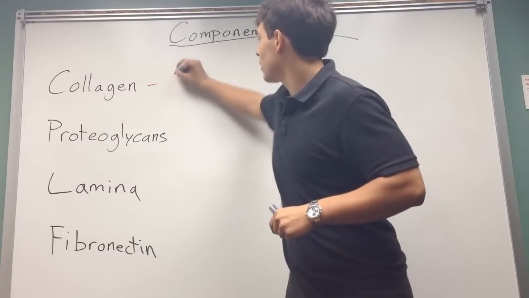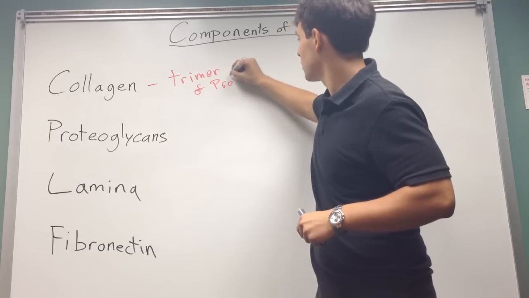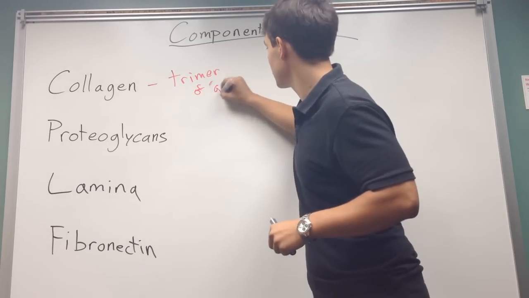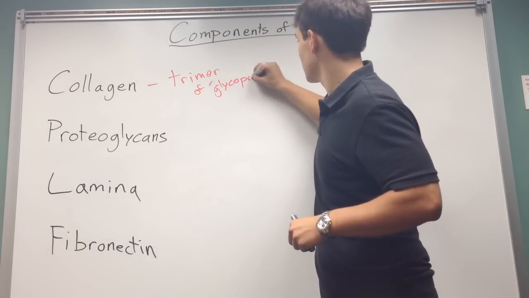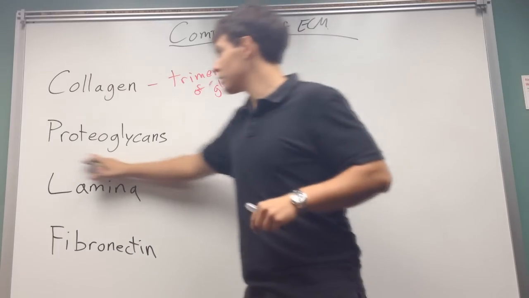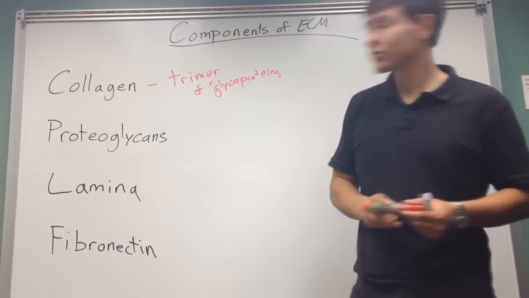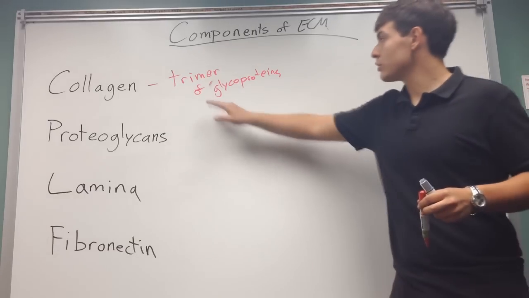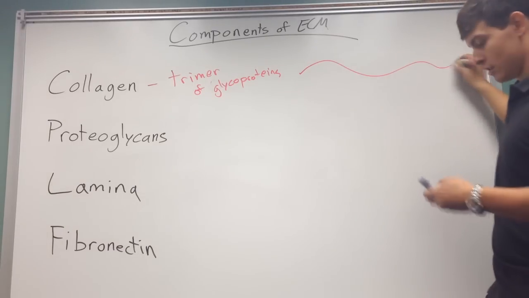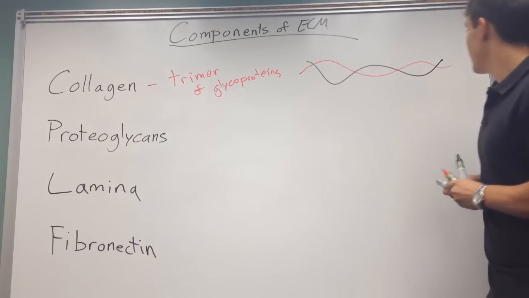As we know, collagen is a trimer of glycoproteins. And glyco just means it's a sugary protein. Don't confuse that with proteoglycans. This is a specific type of protein that has sugar in it, and we'll discuss it later. So collagen is a trimer of glycoproteins, and so it looks almost like DNA, but triple-stranded instead of double-stranded.